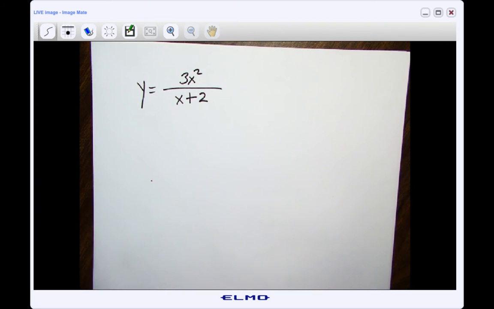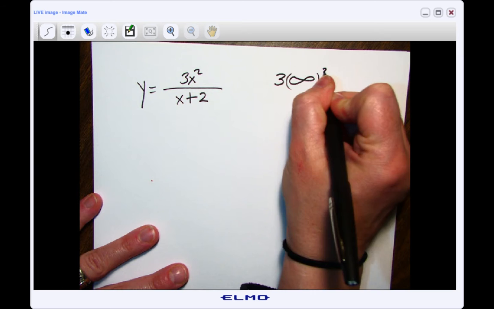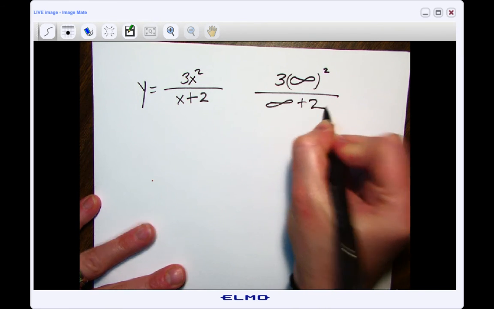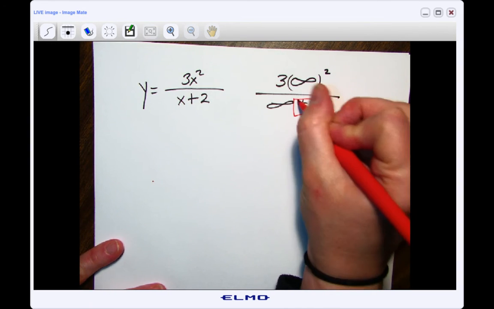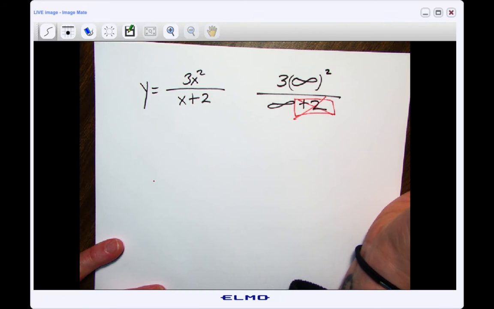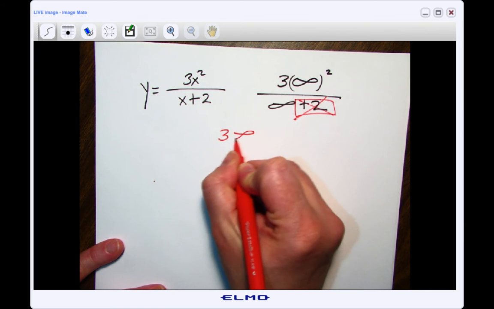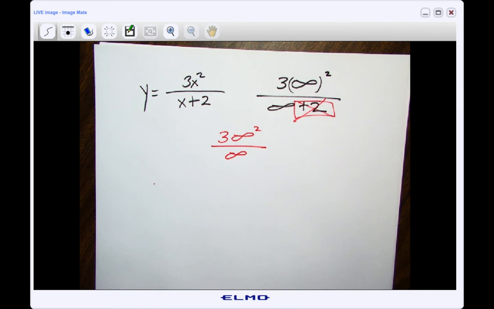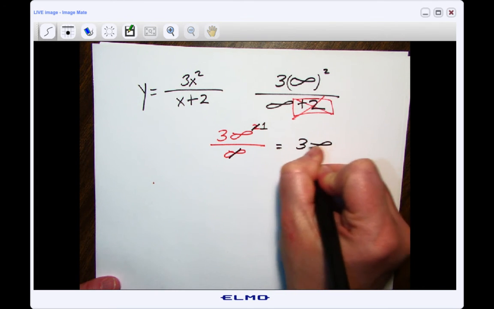Okay, now this one is a little bit different than the last one because now we have 3 times, let me just use infinity for a second, infinity squared over infinity plus 2. Now remember, just like in the last one, this infinity plus 2, I'm going to ignore the plus 2. So what we end up having here is 3 times infinity squared over infinity. It's basically what this fraction is sort of equivalent to. Does that make sense? If we're talking about when x is really big, and that's what we're talking about when we're talking about horizontal asymptotes. And of course, what would this reduce to? Well, this would reduce to a 1, and this would be 3 times infinity.